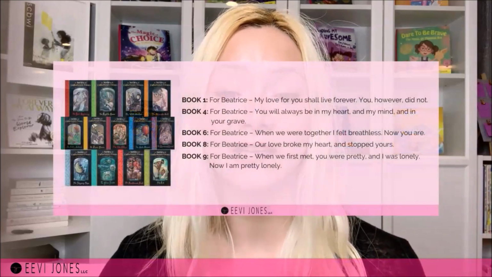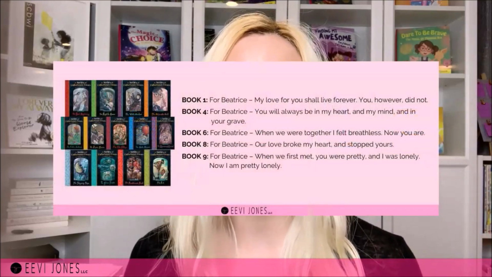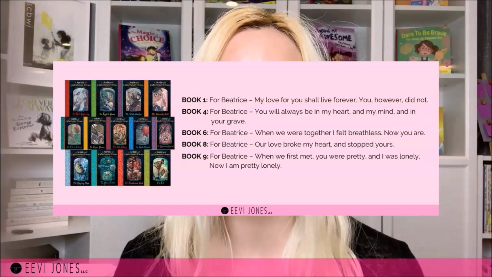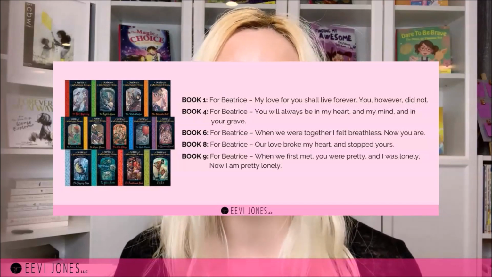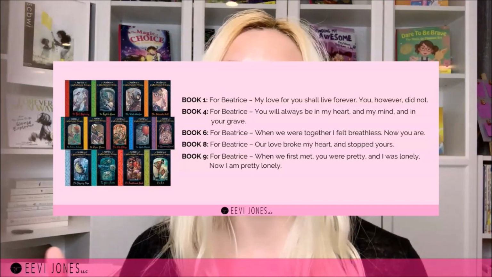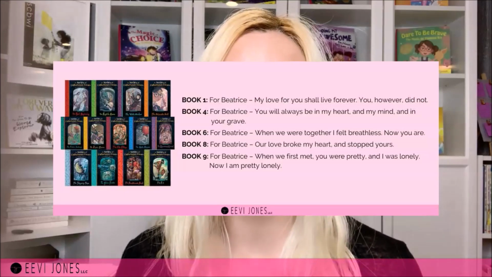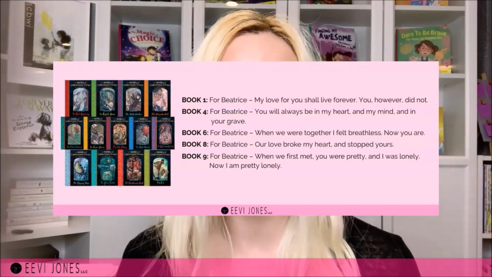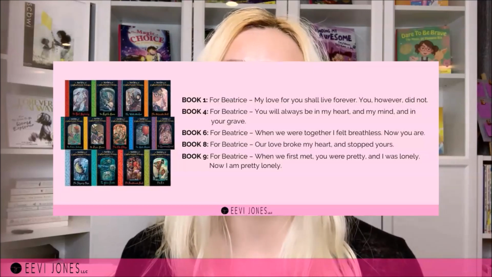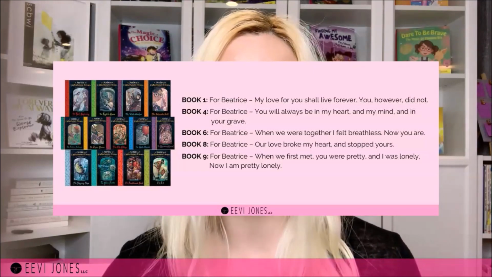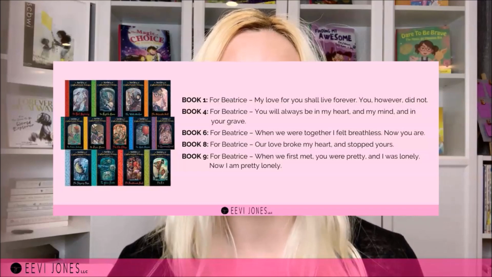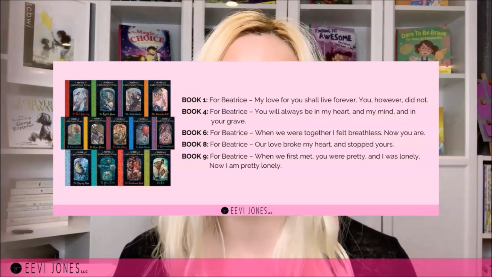And I love that. One of the most creative ways to use dedications has to be in Lemony Snicket's children's novel series, A Series of Unfortunate Events, books 1 through 13. Here, each book's dedication is addressed to Beatrice, a woman whom the author loved and was engaged to until she broke off the marriage and died soon after. It's right in line with the type of humor found within the series itself.